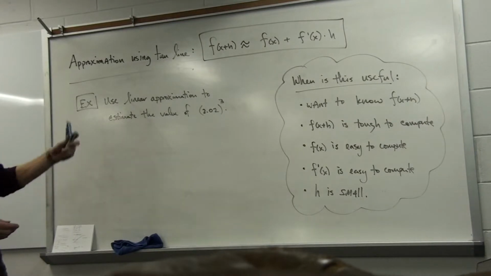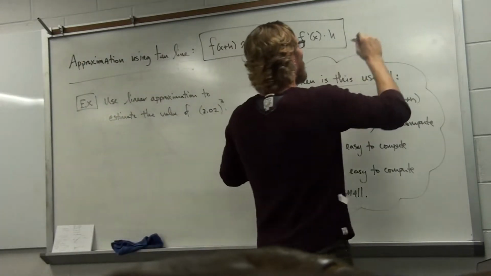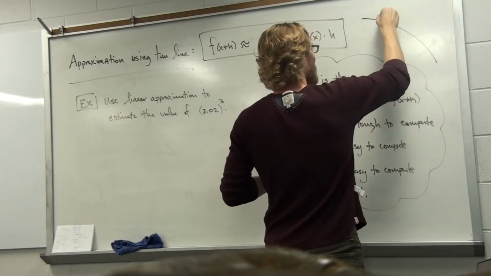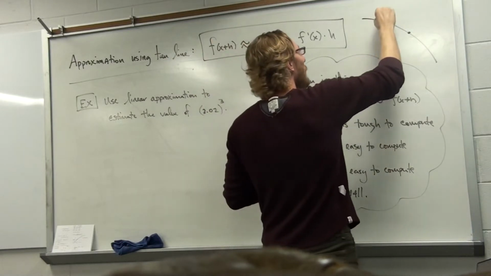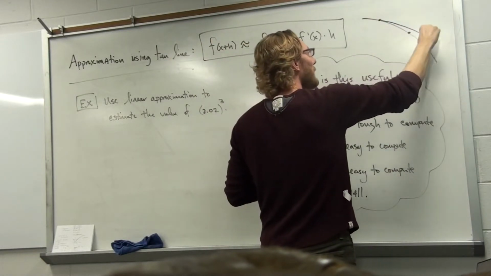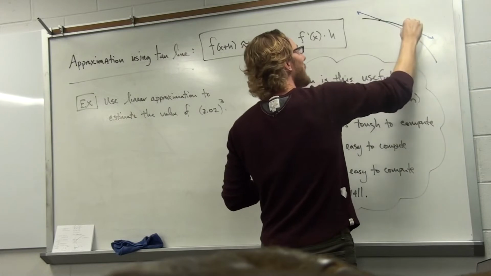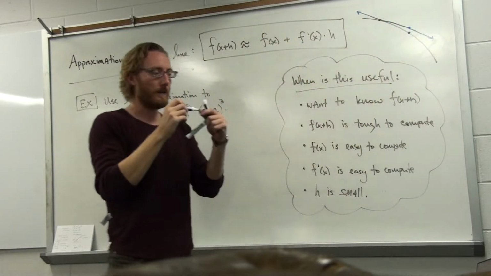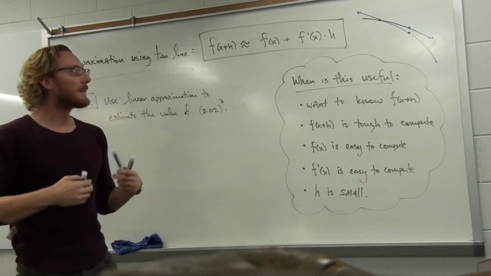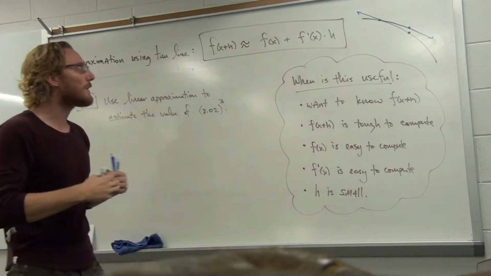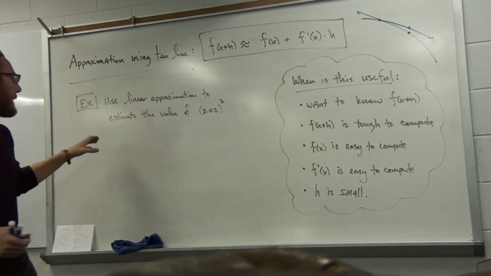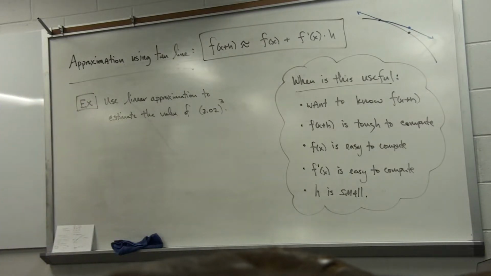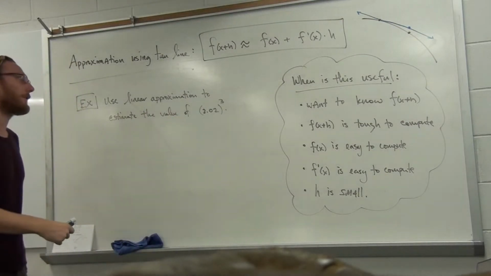Well then, as we did in this example before, the point that we're after along our function, we could just use the derivative to get the slope of the tangent line, and that's going to get us close enough. It's not going to be perfect, but it's going to be an estimate that we can actually do, as we'll see, without even the need of a calculator. So here's an example. Use linear approximation to estimate the value of 2.02 to the third.